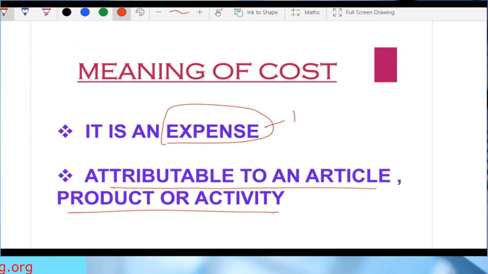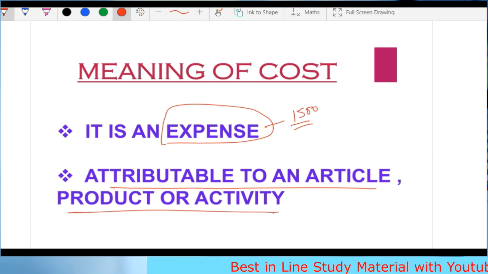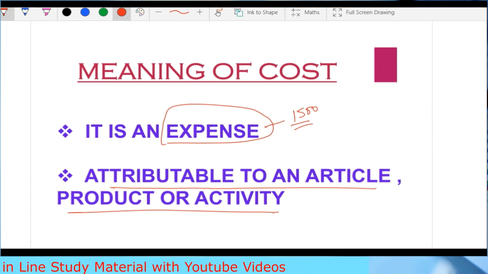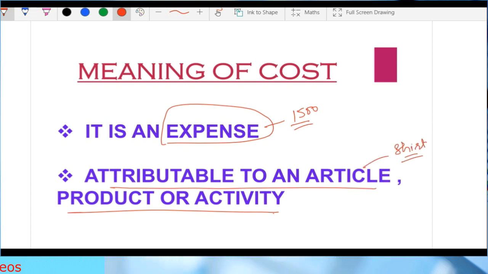What is expense in this case? Expense is 1500 rupees. Any money flowing out of your pocket is an expense, right? You have to pay for something. It is a cost. It is an expense. It is a cost for you. Attributable to an article, product or the activity. Article is shirt here, right? How can it be an activity? How can you say for the activity?